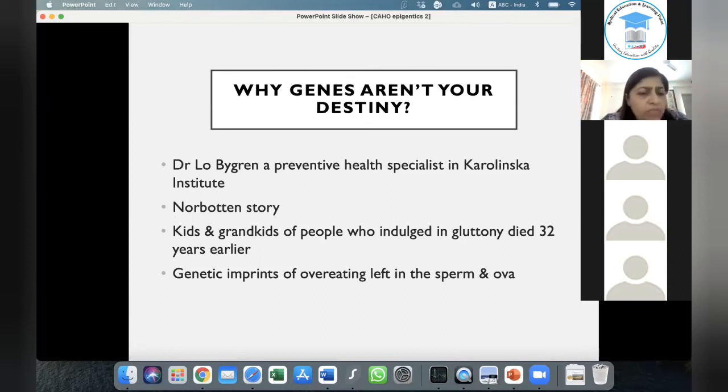Dr. Bygren observed that the kids and the grandkids of these people who ate and ate died 32 years earlier than those kids whose grandparents did not eat so much when there was abundant harvest in Norrbotten. And this he attributed to genetic imprints of overeating which was left in the sperm and ova. And hence it was transmitted from one generation to another generation.